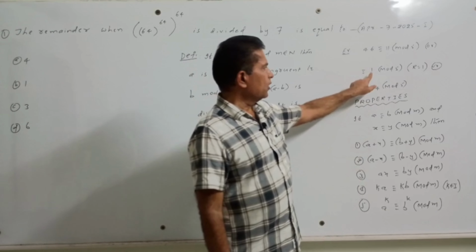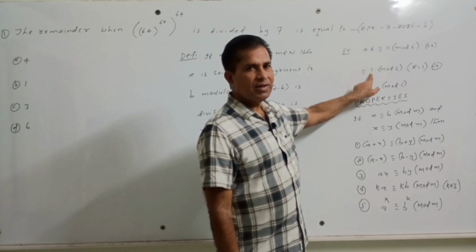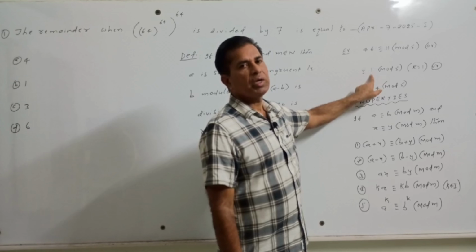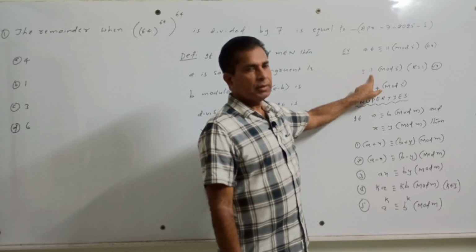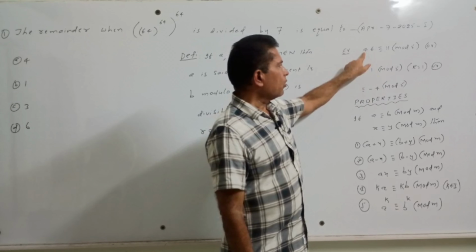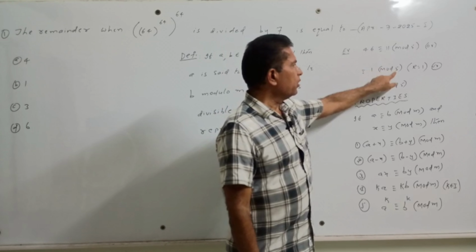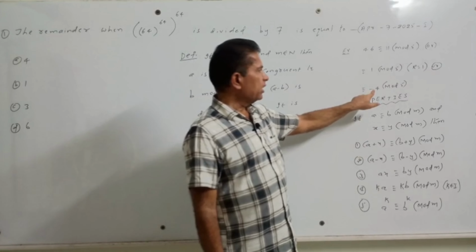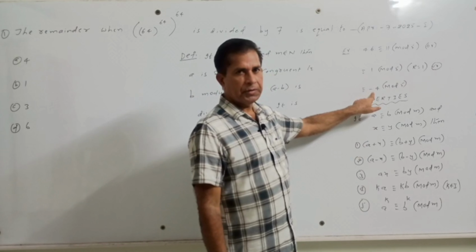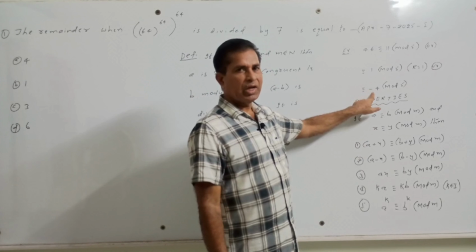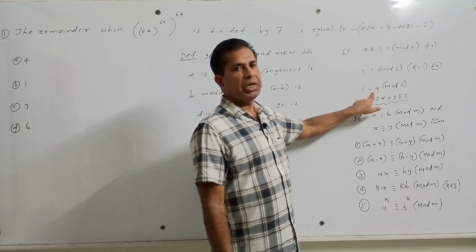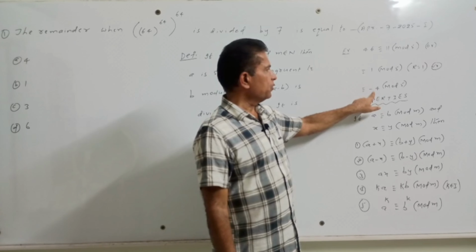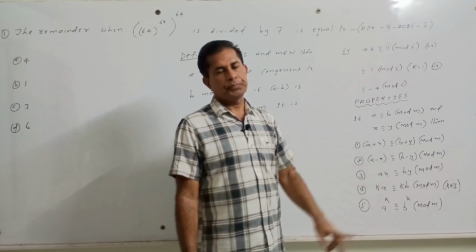See this, 1 is the non-negative integer less than 5. Therefore 1 becomes the remainder. That means when 46 is divided by 5, the remainder becomes 1. This minus 4 is said to be a negative remainder. To convert that negative remainder into a non-negative remainder, just add 5. Minus 4 plus 5 becomes 1.